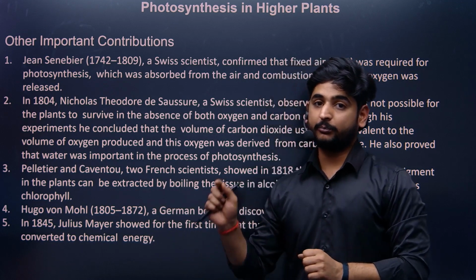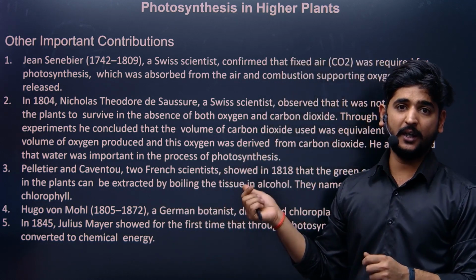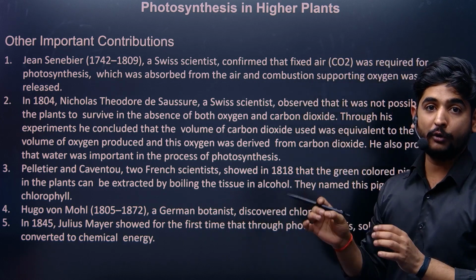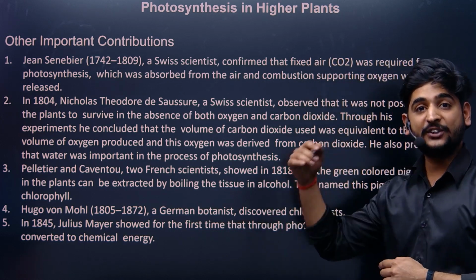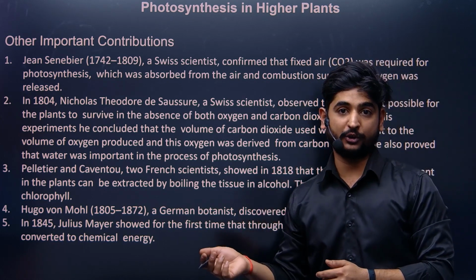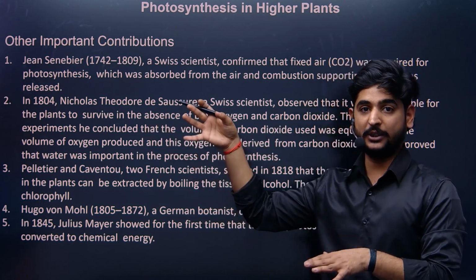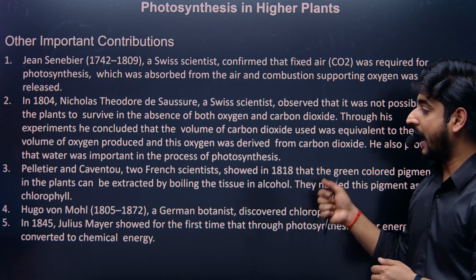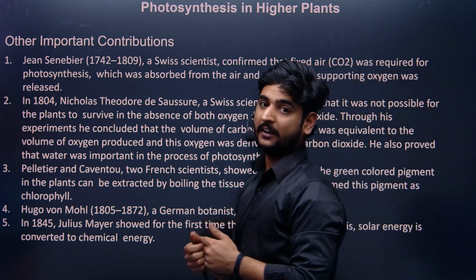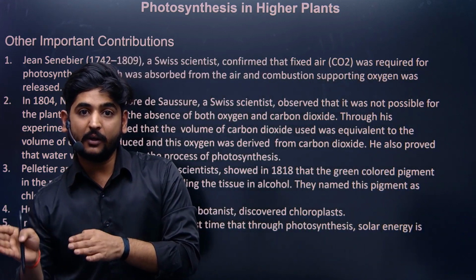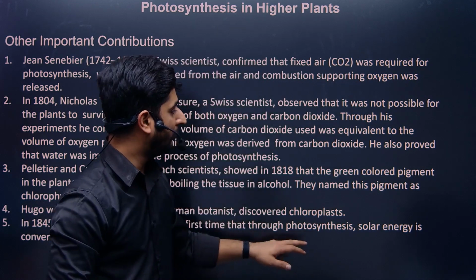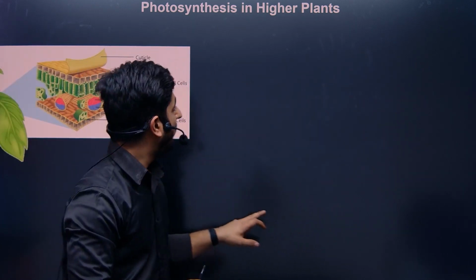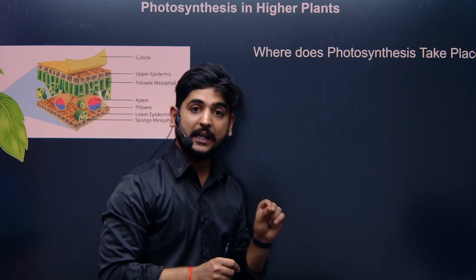Other than that, Pelletier and Caventou, they are 2 French scientists. Their important contribution is that they said that chlorophyll, which is a green pigment, you can extract it out by alcohol wash. We have already understood what is the chemistry behind it. Lastly, Hugo von Mohl discovered chloroplast, and Julius Mayer said that sunlight is being converted into chemical energy in photosynthesis. Now the next important question is, where does photosynthesis take place?